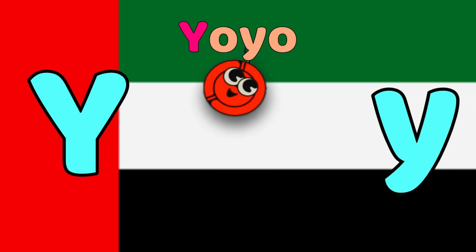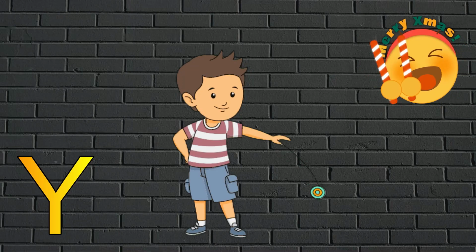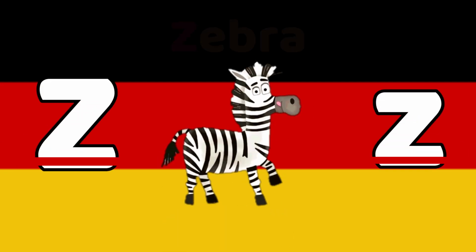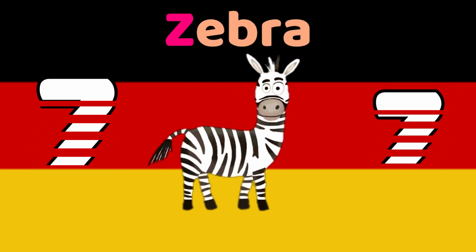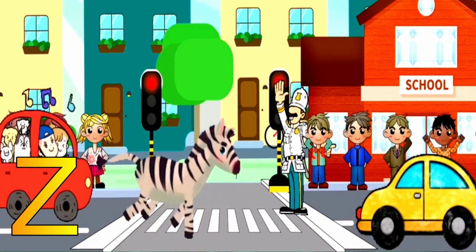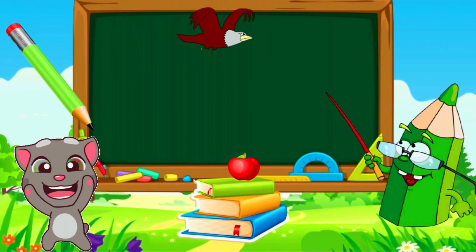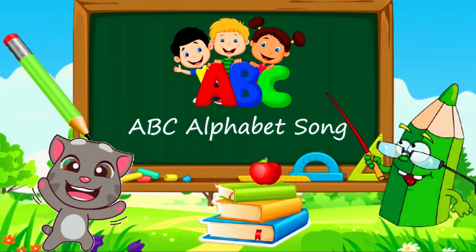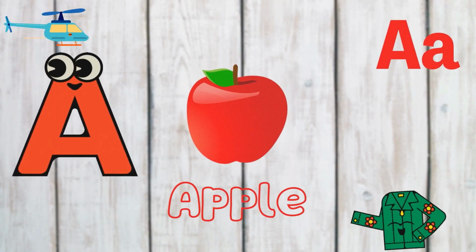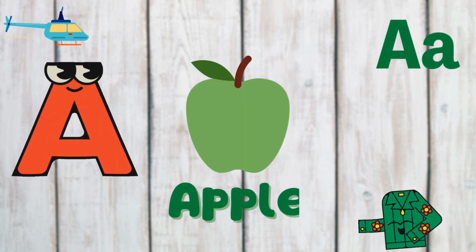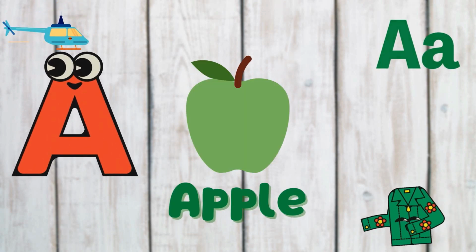Yo-yo, y, y, yo-yo. Y, yo-yo. Z is for zebra, z, z, zebra. Z, zebra. Do it again. A is for apple, a, a, apple. A, apple.